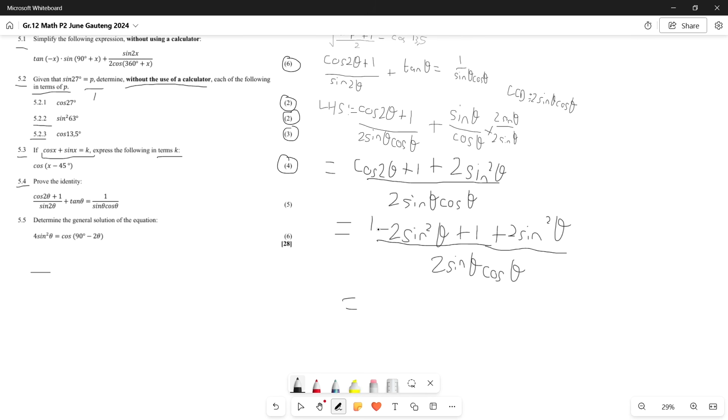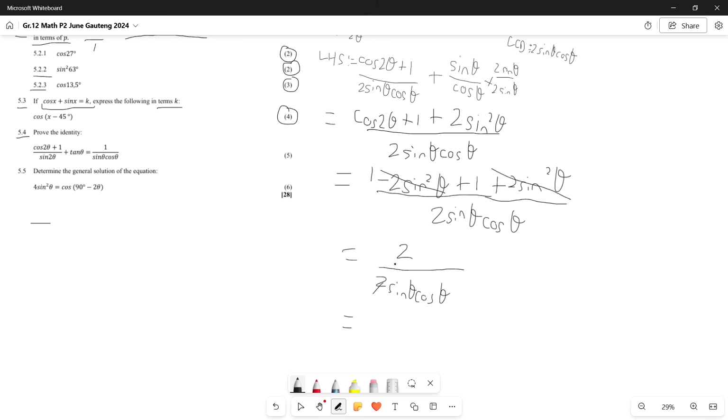Great, because now we can go ahead and simplify our negative 2 sine squared theta and our positive 2 sine squared theta, because these two add up to 0. And then what we have is a 1 plus 1 over here. So we have 2 over 2 sine theta cos theta. And that is great for us because the 2's will go ahead and cancel. And then we have 1 over sine theta cos theta.